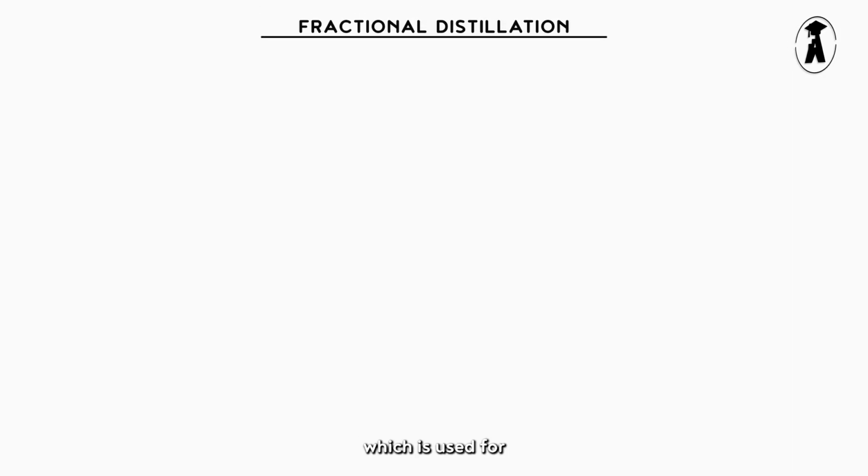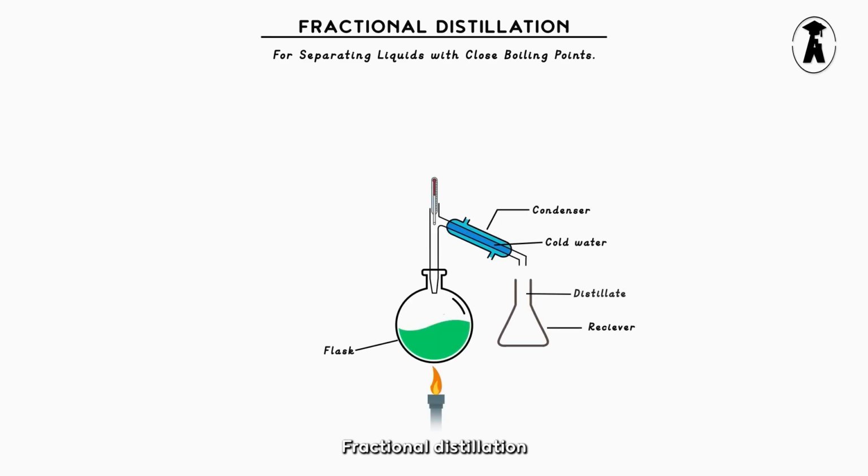Now let's look at the second type of distillation, known as fractional distillation, which is used for separating liquids with close boiling points. Fractional distillation is used when the liquids in a mixture have similar boiling points, making simple distillation less effective. The apparatus looks almost the same, but it includes a fractionating column between the flask and the condenser.